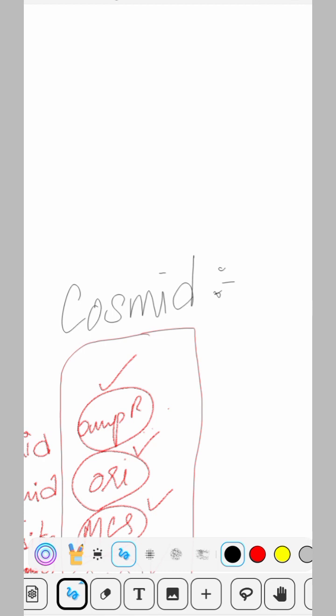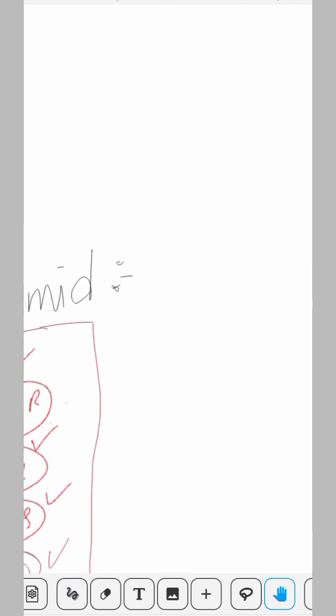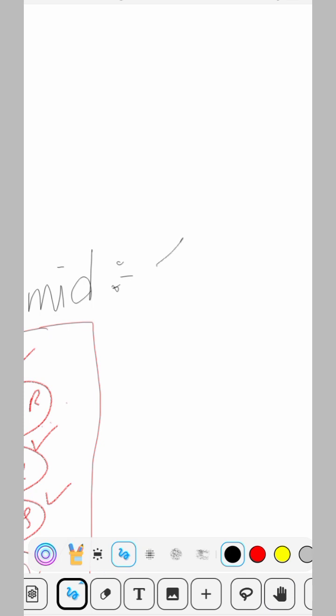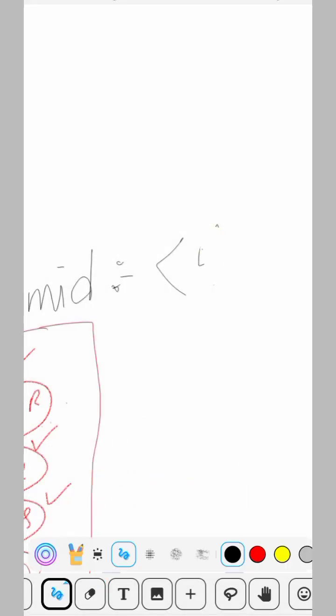So we will talk about the cloning procedure. How is the cloning procedure done in a cosmid? The cloning procedure is almost the same as with lambda bacteriophage. Less than 48 kilobase pairs of foreign DNA can be carried by a cosmid as a vector.